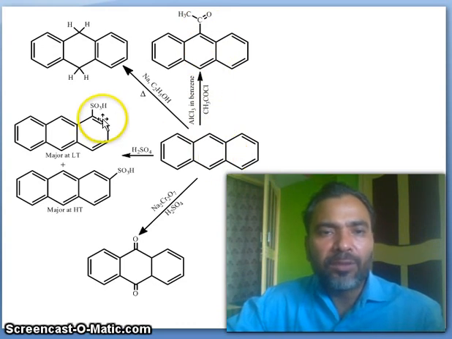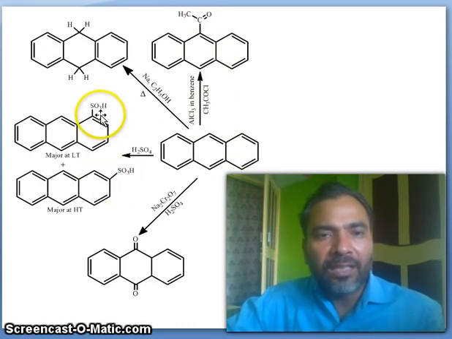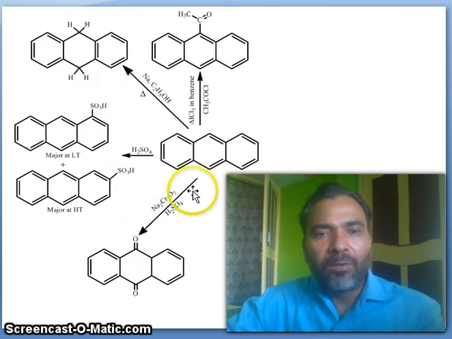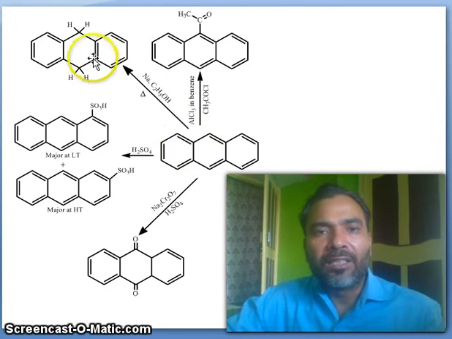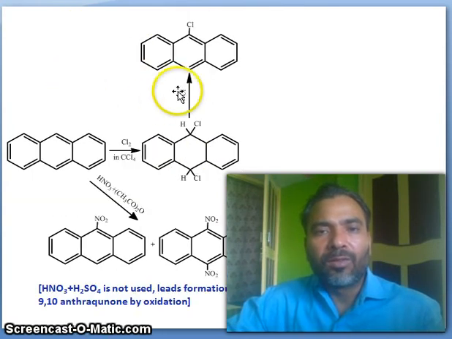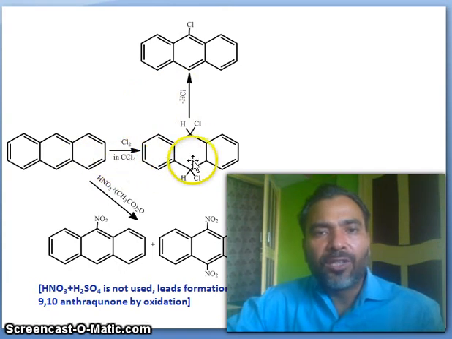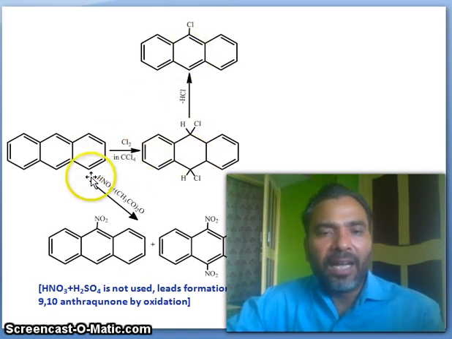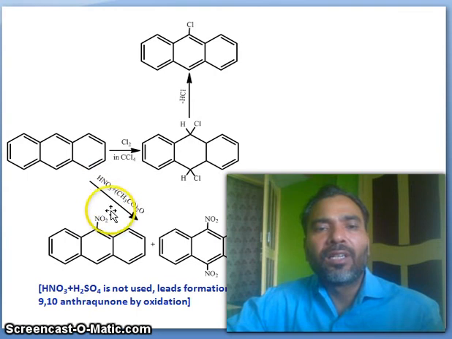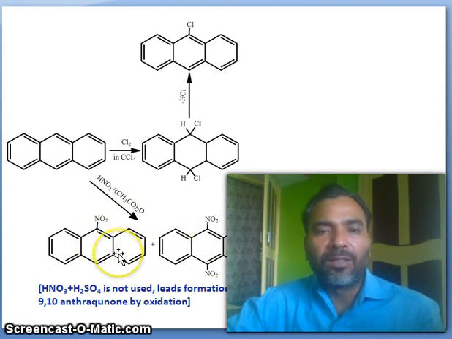Anthracene gives a 1 substituted product and a 2 substituted product with sulfonic acid, SO3H. On oxidation, the 9-10 position is oxidized to a CO group, and it is reduced to CH2CH2. So here it undergoes chlorination, addition product, then substitution product. Again it undergoes nitration, it gives 9 and 9-10 substitution products.